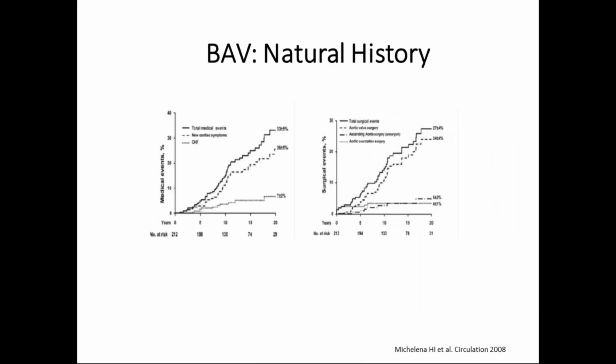So the natural history is that most patients with a bicuspid aortic valve will seek medical attention for a complication. For instance, in this study of 20 years of follow-up, a third of the patients did seek medical attention for a complication needing a surgical or a medical treatment. So patients with a bicuspid aortic valve need regular follow-up for their condition.